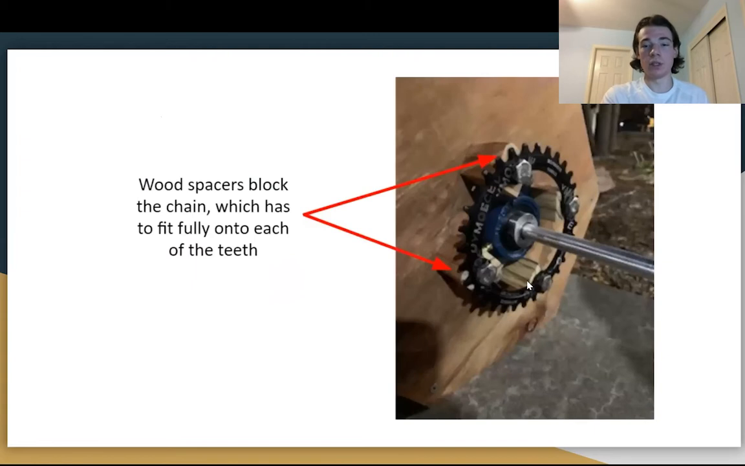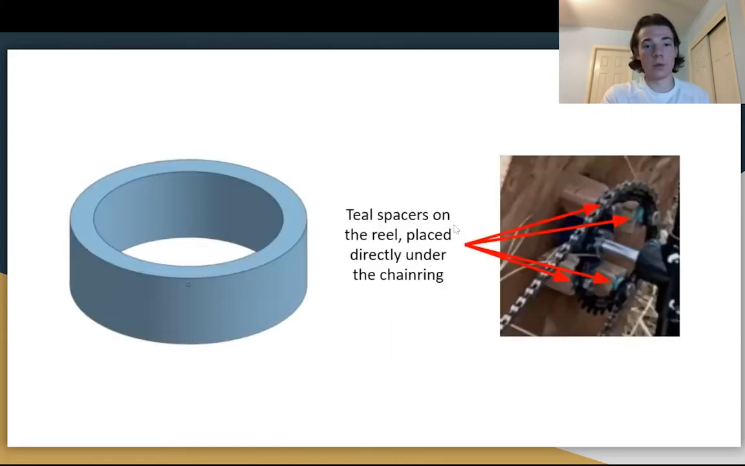We tried to solve this by first creating little spacers. However, we ran into the same problem where the teeth were being obscured by the wood, so the chain would not fit onto the chain ring. We fixed this by 3D printing little spacers that were small enough to not obscure the teeth while also being large enough to put a decent amount of space between the chain ring and the wood spacers. And you can see those little 3D printed spacers here on the picture to the right.